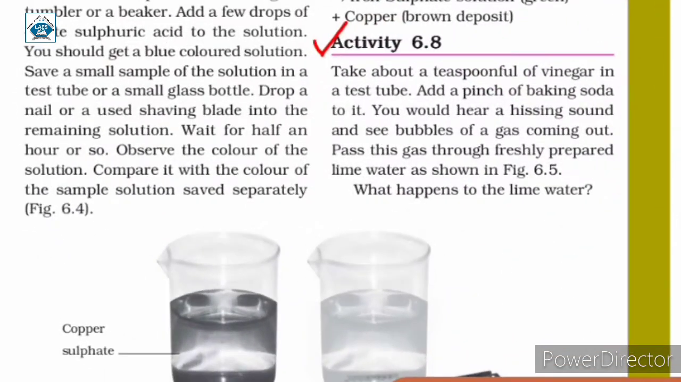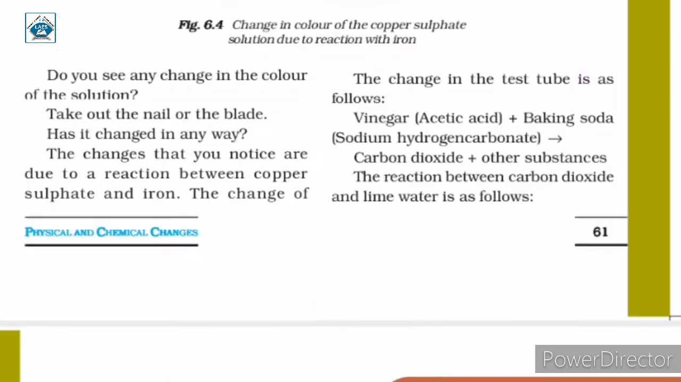For this activity, you require vinegar and some baking soda. First of all, a teaspoonful of vinegar is taken in a test tube and a pinch of baking soda is added to it. When this is done, a hissing sound is heard and gas bubbles come out of the solution. Now, these gas bubbles are nothing but bubbles of carbon dioxide gas. When this gas is passed through freshly prepared lime water, the lime water turns milky.